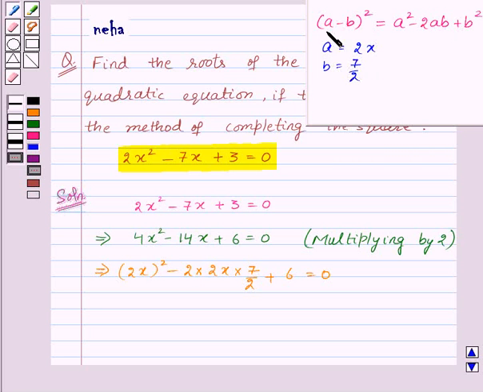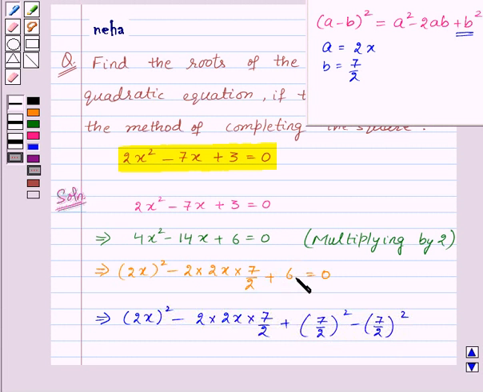So now to complete this whole square, we just need b square. So we will add and subtract 7 upon 2 whole square to the given equation. And we will get 2x whole square minus 2 into 2x into 7 upon 2 plus 7 upon 2 whole square minus 7 upon 2 whole square plus 6 will be as it is, equal to 0.